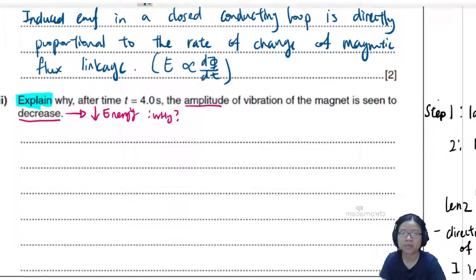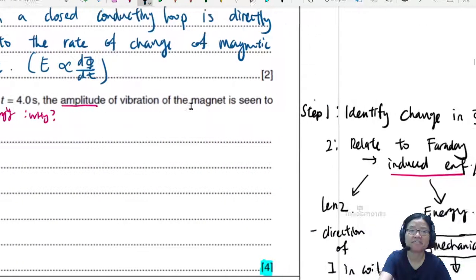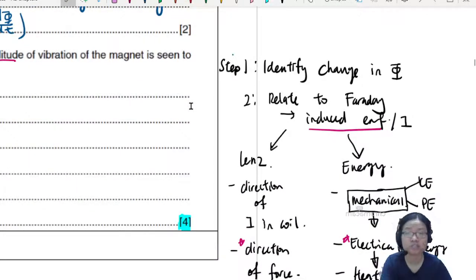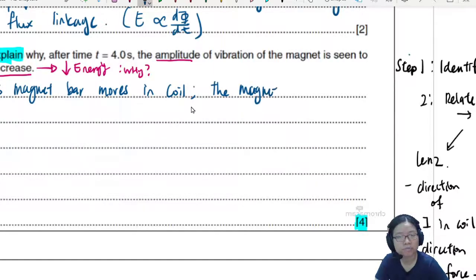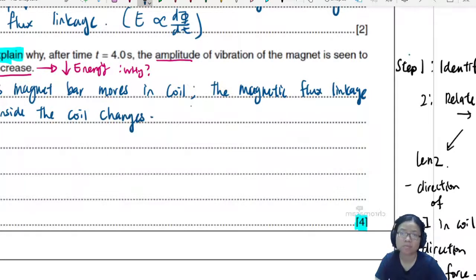So we're going to start by the first step, identifying the change in flux. What causes a change in flux? I could say as the magnet moves in the coil. Next, the magnet bar moves in the coil. The magnetic flux linkage inside the coil changes. So the key term here is flux linkage changes.